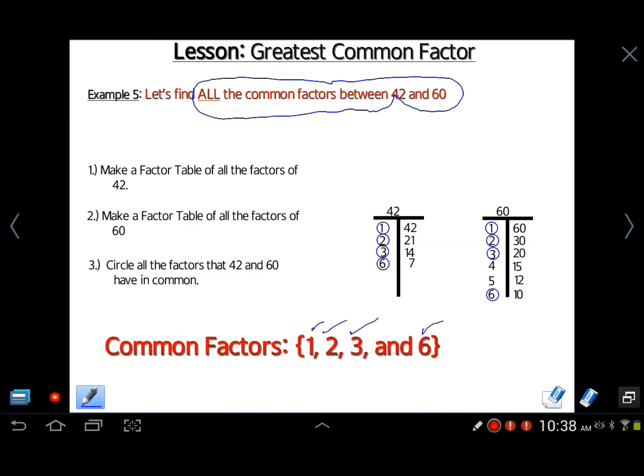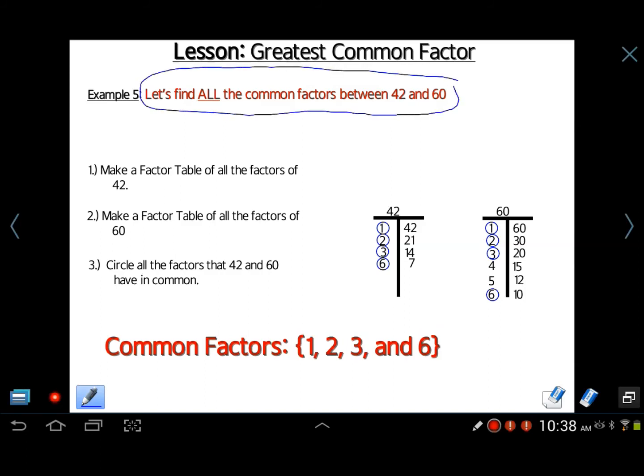So where am I going with this? Now, I notice in the question here, all I asked you to do was find all the common factors between 42 and 60. But I can easily change the question and ask you, what's the greatest common factor? Well, it's not 1, it's not 2, it's not 3, it's 6. That's the greatest common factor. That's the largest number that 60 and 42 are divisible by. That is a factor of 42 and 60. So that's your g.c.f. right there.